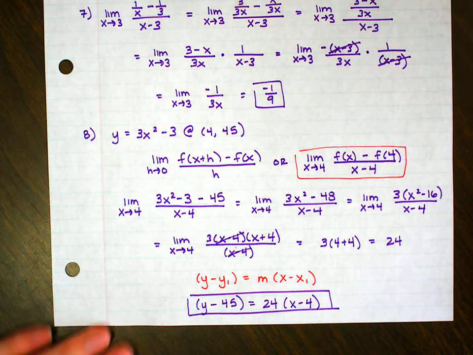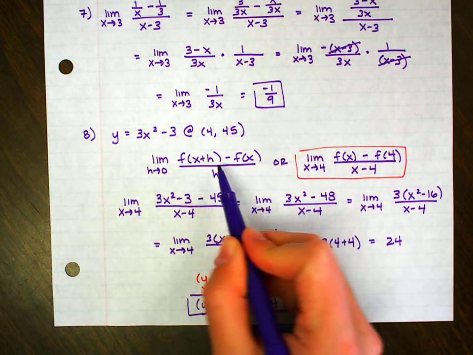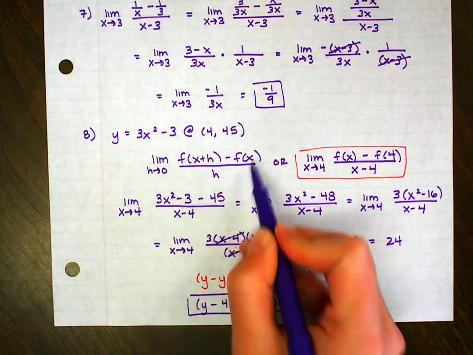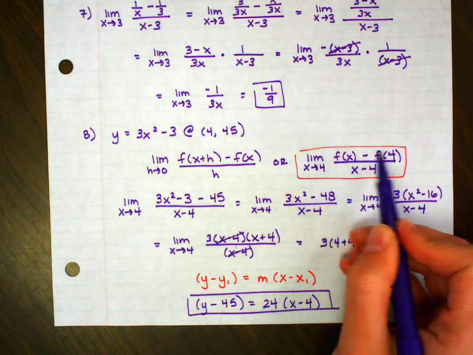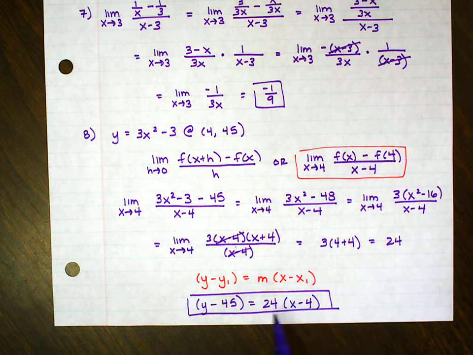So that's number 8. We have to use one of the limit definitions of the derivative. Remember, this gives me a generic rule for the derivative of the function. This gives me the derivative at a specific point. And then I have to use my point slope form to find the equation of the tangent line. Okay, I'm going to move on to number 9 now.